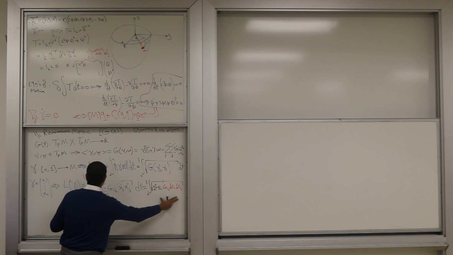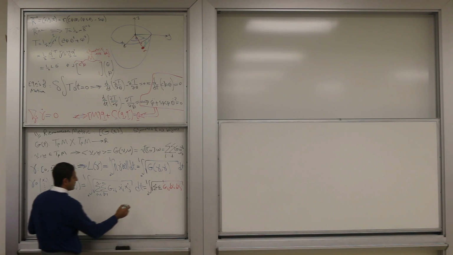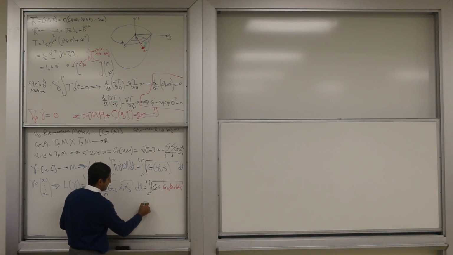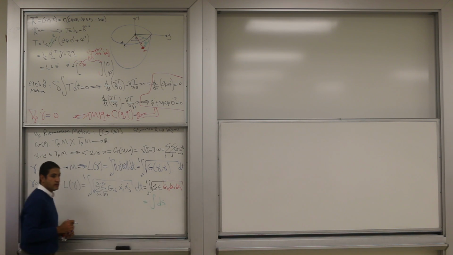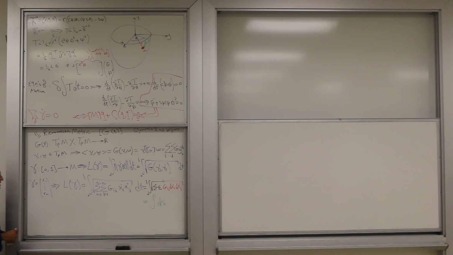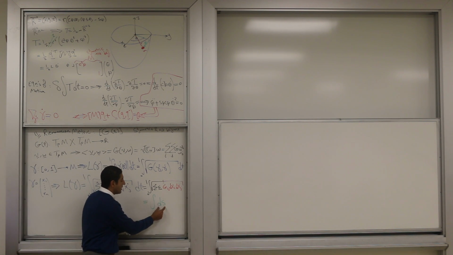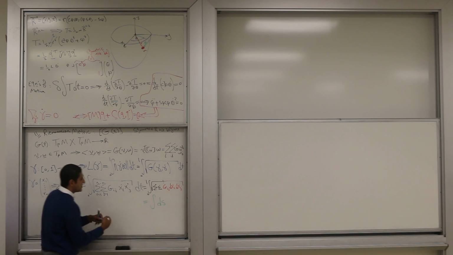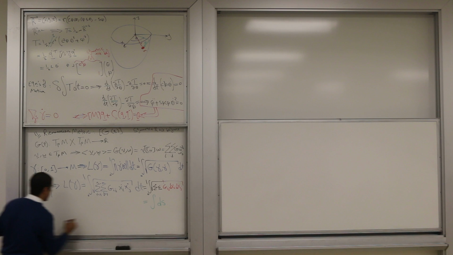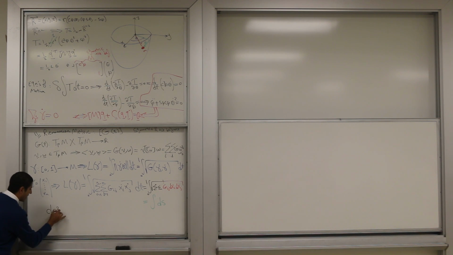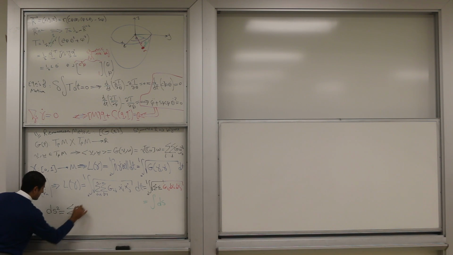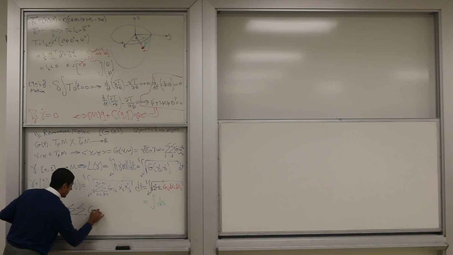So this is the length of the curve. The length of the curve is simply the integration of ds over the manifold, right? This gives you an idea of how that line element on the manifold can be written, simply from this equation: the line element ds squared is the summation of g_ij dx_i dx_j.